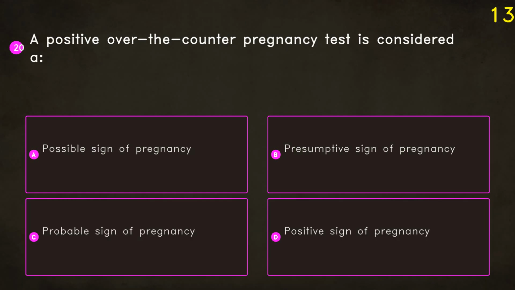Question 20. A positive over-the-counter pregnancy test is considered a possible sign of pregnancy. B. A presumptive sign of pregnancy. C. Probable sign of pregnancy. D. Positive sign of pregnancy.